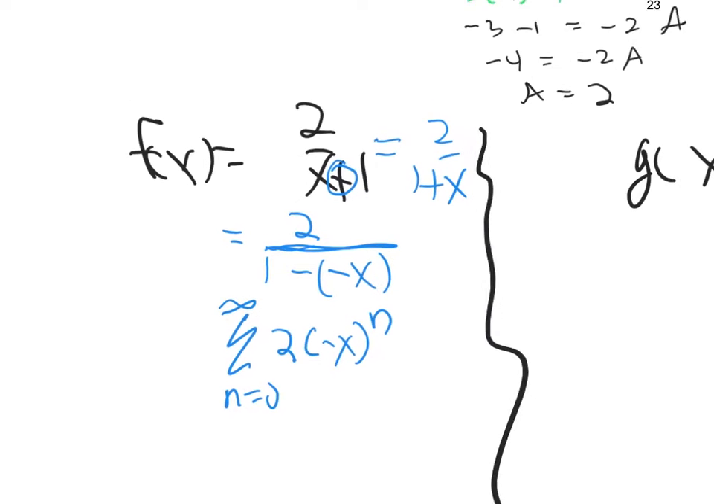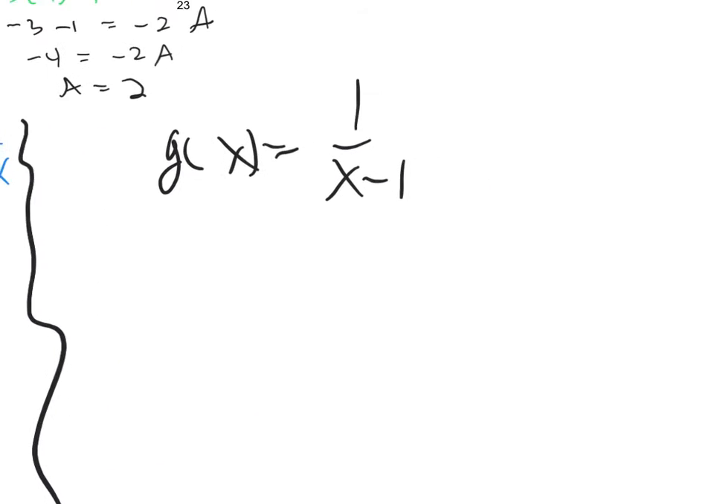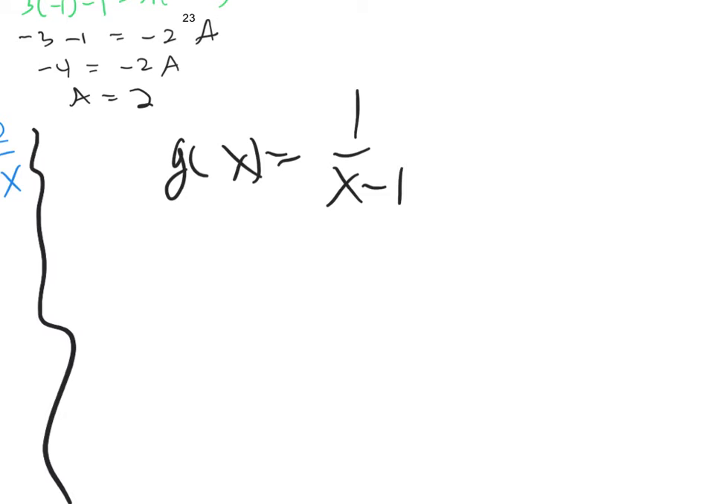Nice. Let's do g of x. G of x is already done. Is it? It looks like it because there's a minus. I got to switch those around again. Negative 1 plus x. It's not done. But that's easily turned into 1 over negative 1 minus minus x.